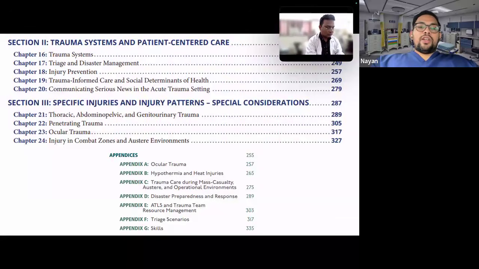So injury prevention is there. Trauma-informed care, social determinants. This is the public health aspect of trauma. Communicating serious news in the acute trauma setting. So they're all there at some or other part of ATLS in the 10th edition.